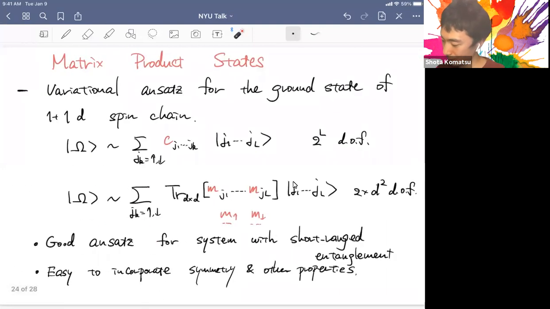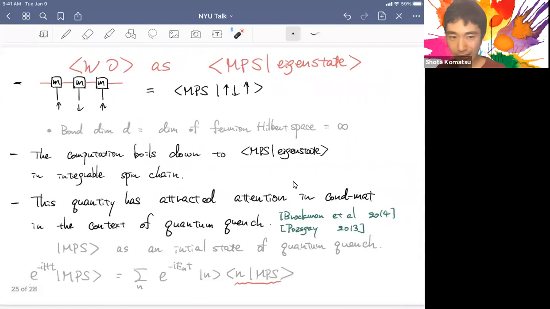Okay, so let's come back to the problem that I was discussing. In our problem, as I said, we also get some expression like this, which basically resembles the matrix product state. And this expression can be viewed as some kind of overlap between the matrix product state and the spin chain state, which in this case is up, down, up.